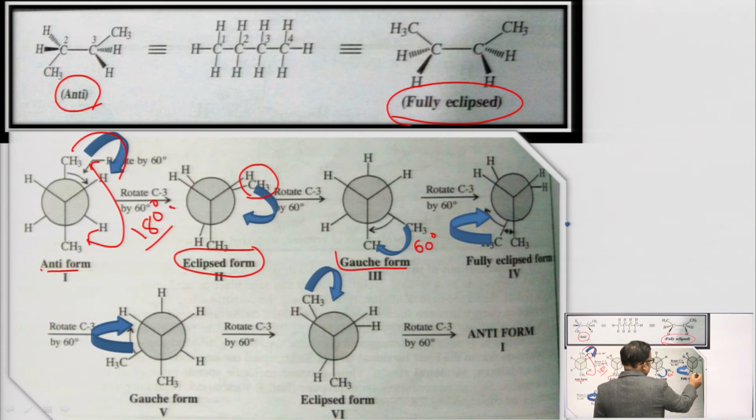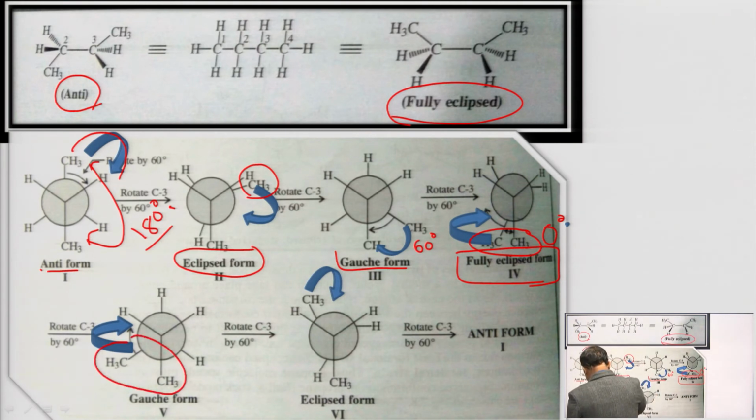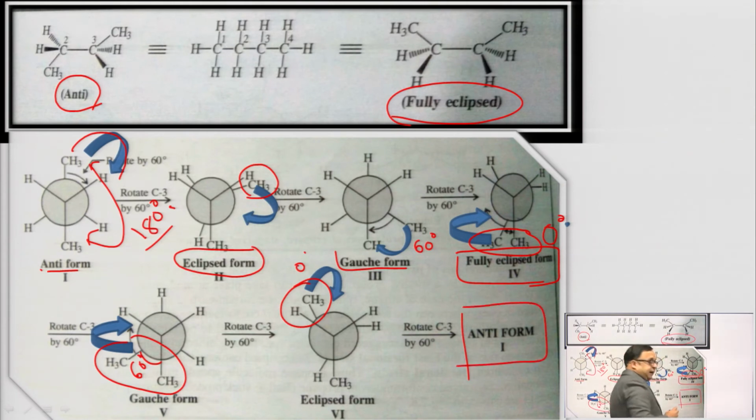If I rotate further, these 2 methyl groups come close to each other, the angle is 0, and we consider it fully eclipsed. On further rotation, the dihedral angle again is 60, and we call it Gauche. Again the angle is 0 between methyl and hydrogen, and further rotation gives us the anti form back. In ethane there were hardly 2 conformations, one staggered and another eclipsed. But in this case we have a number of intermediate skew conformations: eclipsed, fully eclipsed and Gauche. So, let us see the energy values for these.